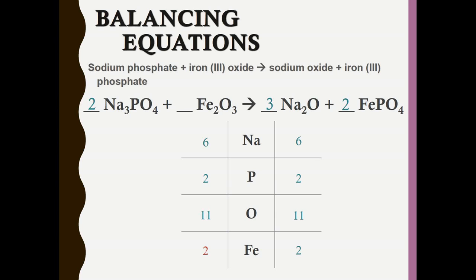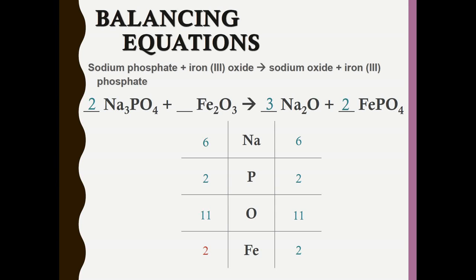So my equation is going to be, I'm going to start with blank Na3PO4, which stands for sodium phosphate, plus blank Fe2O3, which is my iron oxide, yields blank Na2O, that's my sodium oxide, plus blank FePO4, that's my iron phosphate.